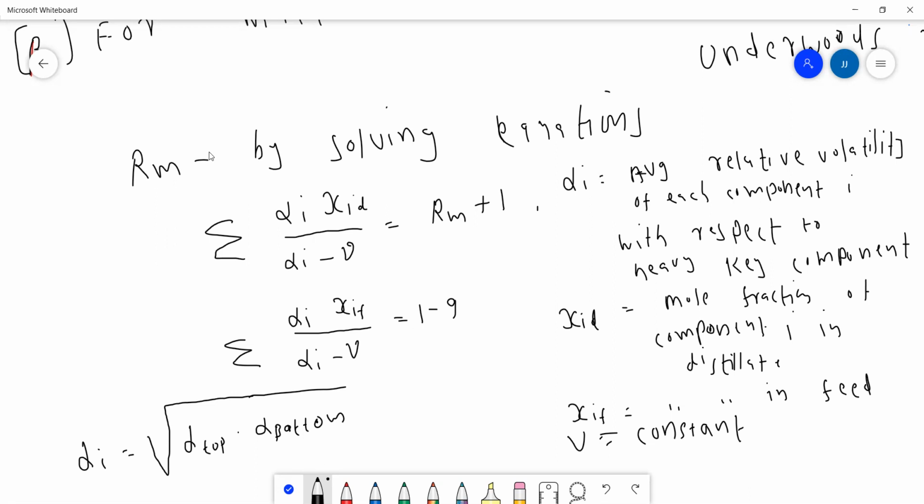Now the next step is to determine the optimum reflux ratio.